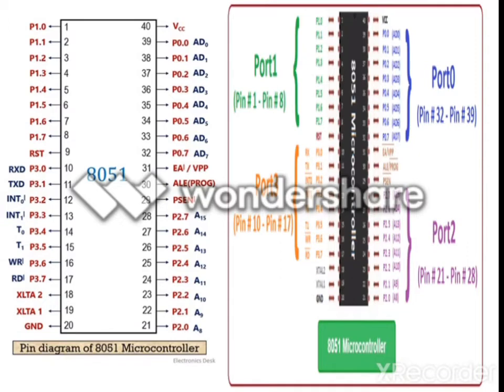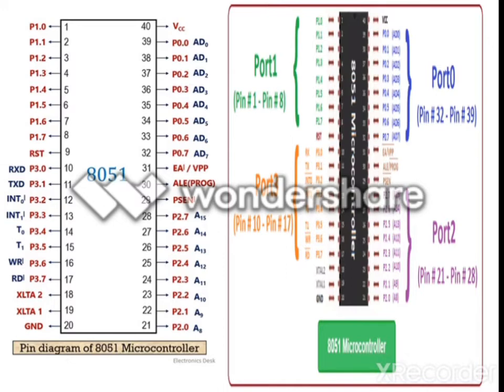First, the 8051 microcontroller contains 4 ports: port 0, port 1, port 2, port 3. That means a total of 32 pins are required for ports. Okay, so in this, the first pin numbers 1 to 8 are used for port 1, that means P1.0, P1.1, P1.2, 1.3, 1.4, 1.5, 1.6 and 1.7. Okay, then pin number 9 is used for reset.